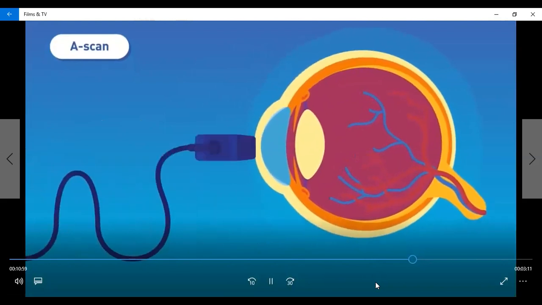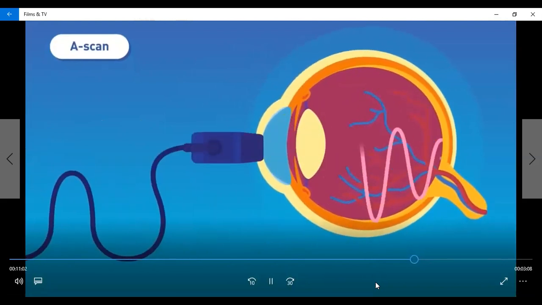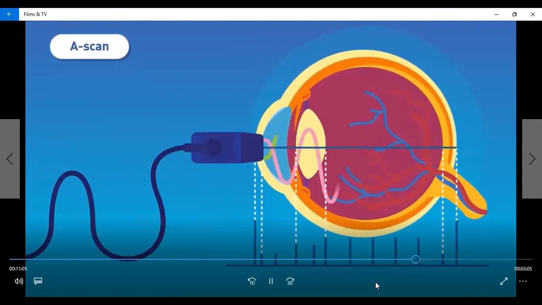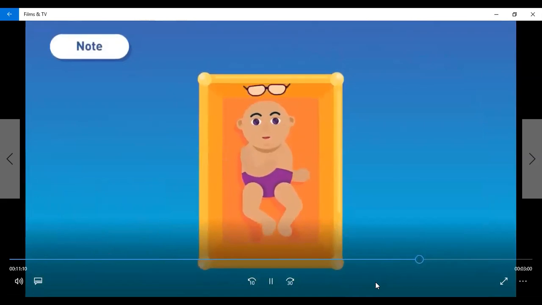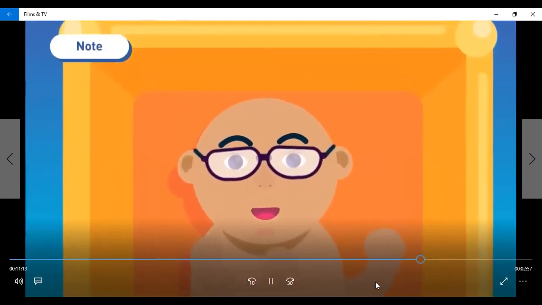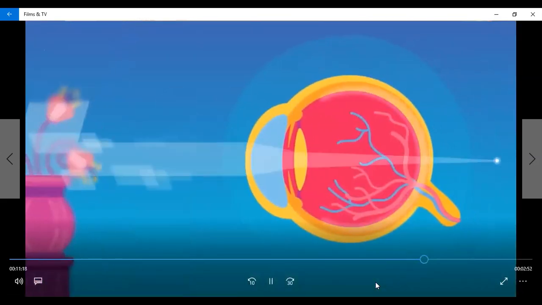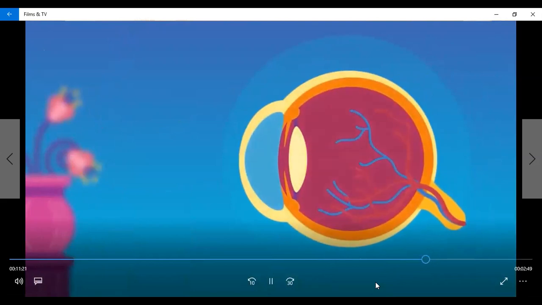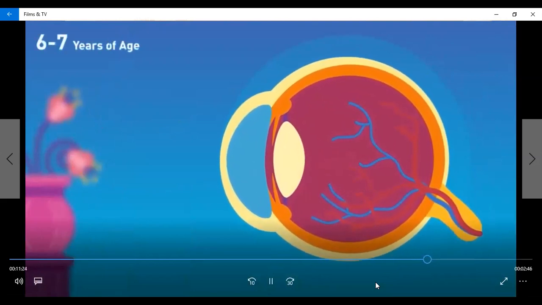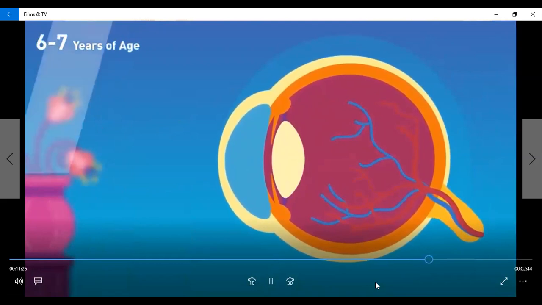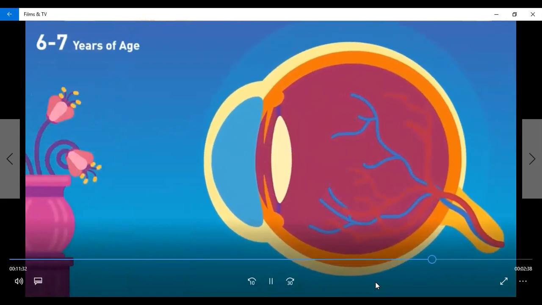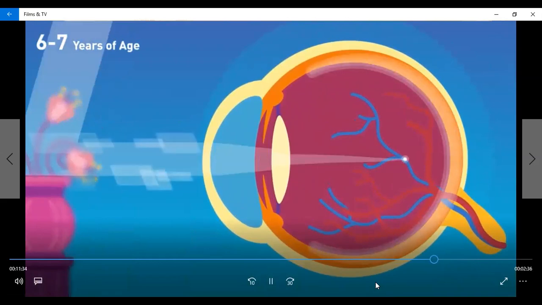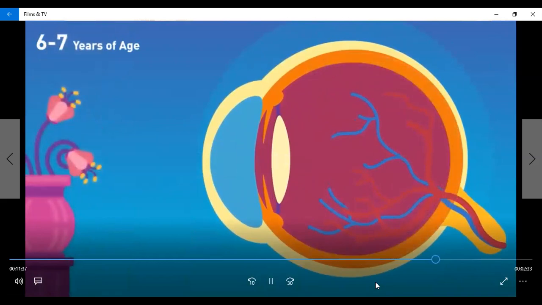A-scan, a small ultrasound probe that throws ultrasound waves in the eyeball and then detects their reflections or echo timings, calculating the eyeball length. Note, at birth, all eyes are hyperopic, plus 2.5 to plus 3 diopter, i.e., light is focused behind the retina. As the eyeball grows and at about 6 to 7 years of age, the eyeball is of normal size and light is now focused on the retina, or emmetropic. In some people, it continues to grow, causing myopia, where light is focused in front of the retina.